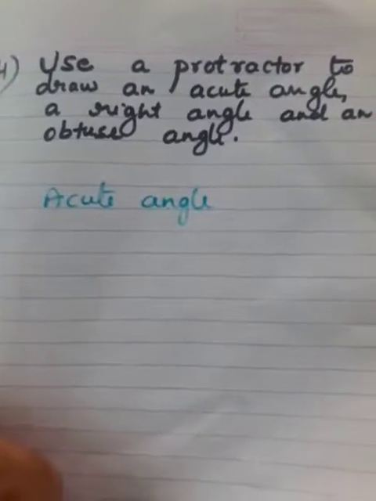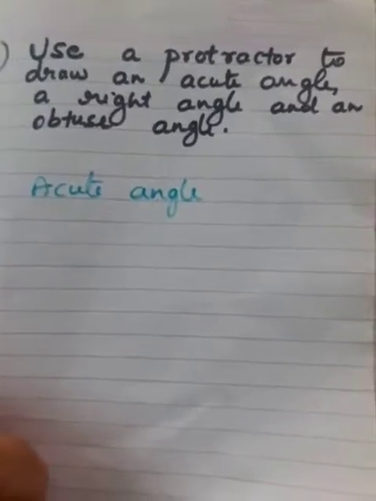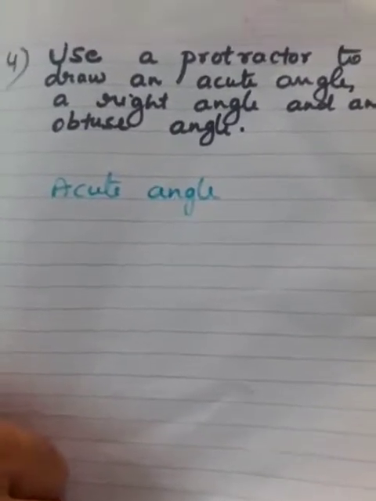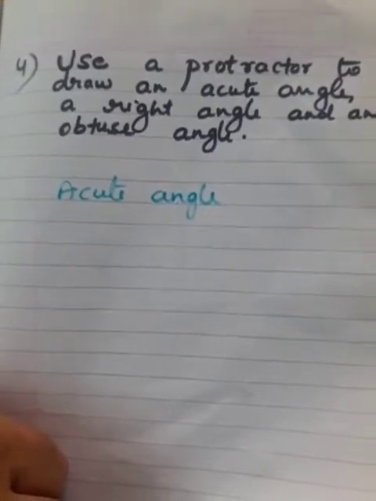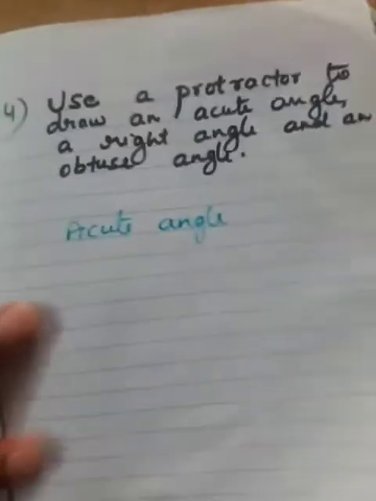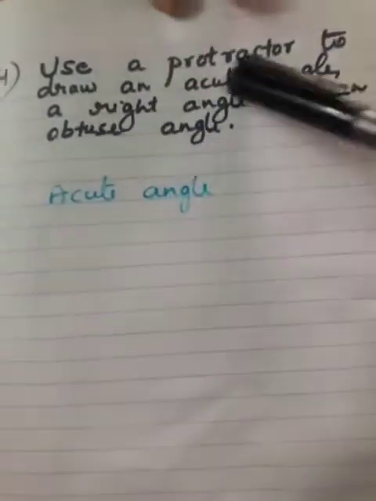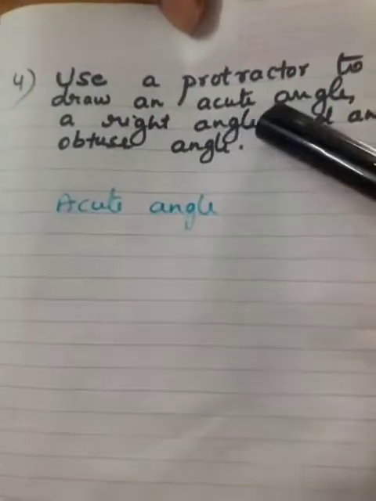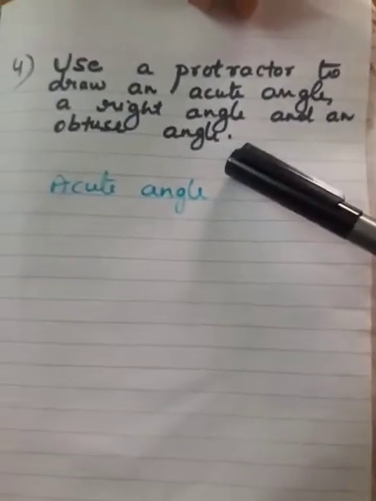Students, in the previous class we have learnt about types of angles, and in practice set 2 we have solved question number 1, 2 and 3. So now let's go to question number 4. Here in question number 4, what is given? Use a protractor to draw an acute angle, right angle and an obtuse angle.